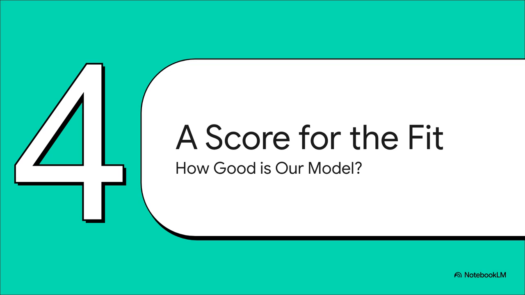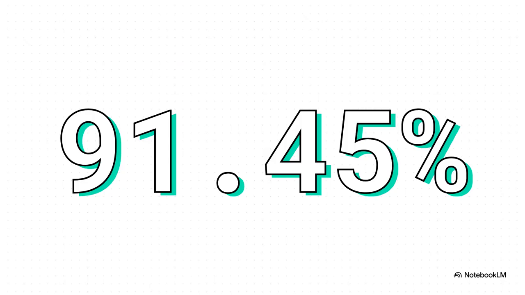How do we know? We need some kind of score, like a grade, to tell us how well our line actually fits our data. And that score has a name. It's called the R-squared value. It's super simple. It's a scale from 0 to 100, and it tells you what percentage of the up and down changes in our sales can be explained by our simple little line.